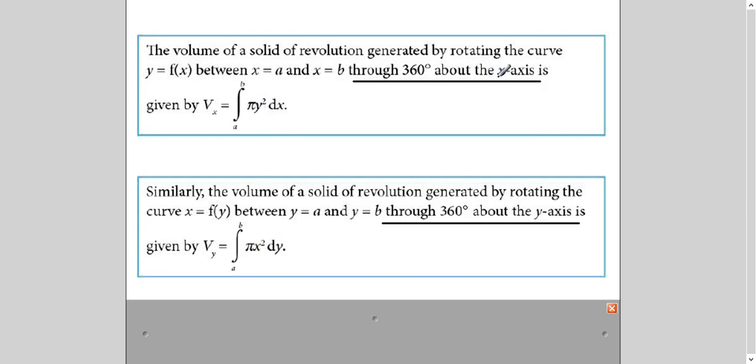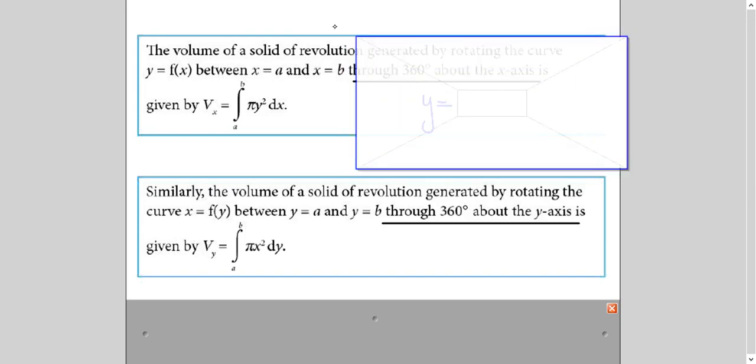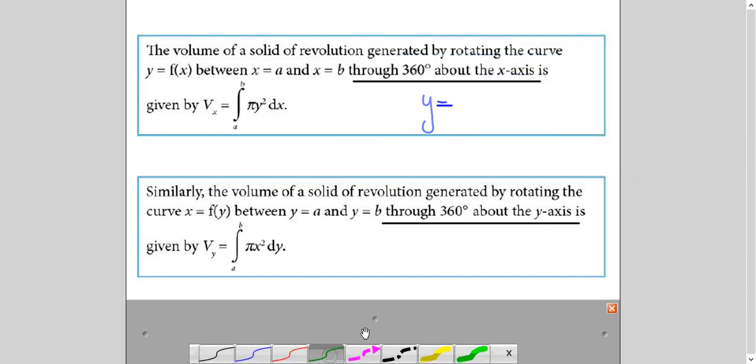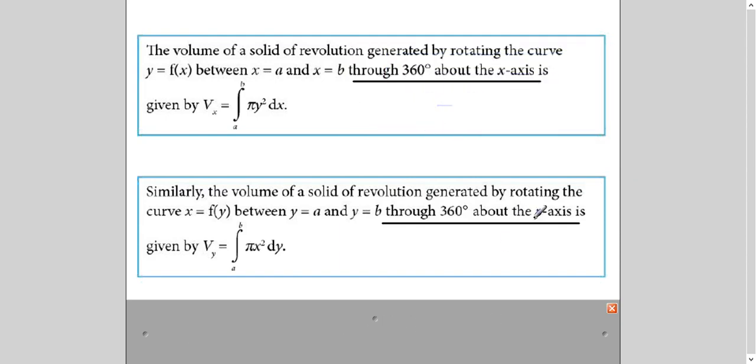So the difference is, when you're revolving around x-axis, your function has to be y equals in terms of x. Sorry, let me change the mode of the pen. And when you're revolving around the y-axis, then your function has to be x equals in terms of y. So you have to change your function, right?